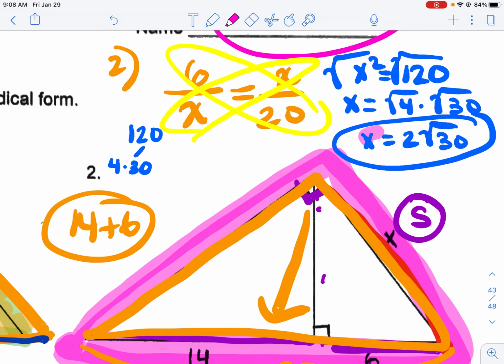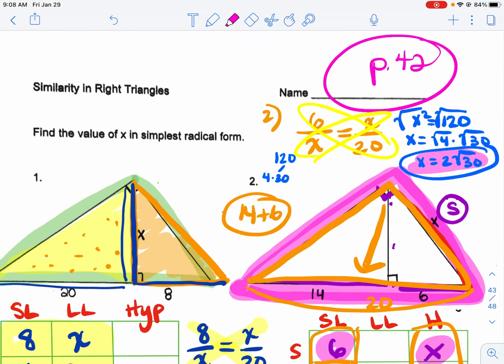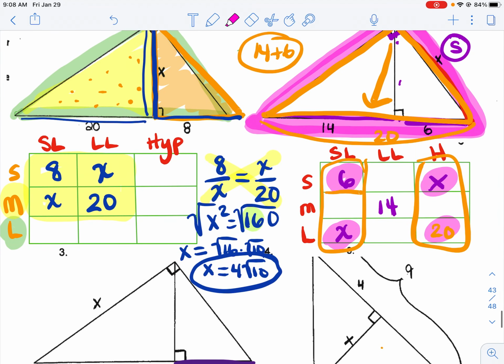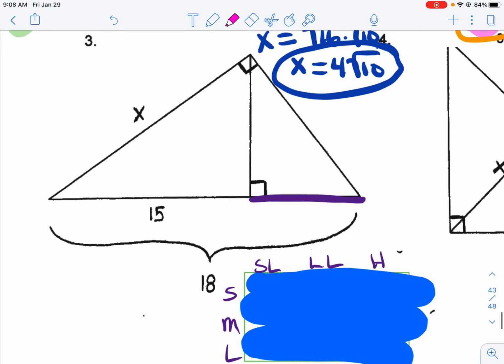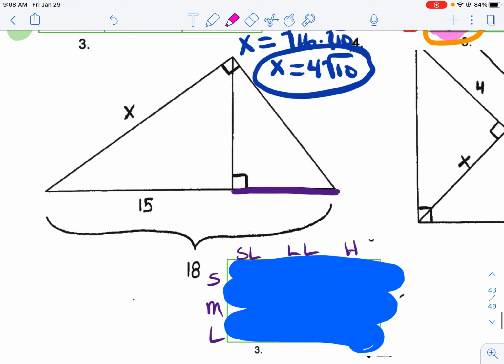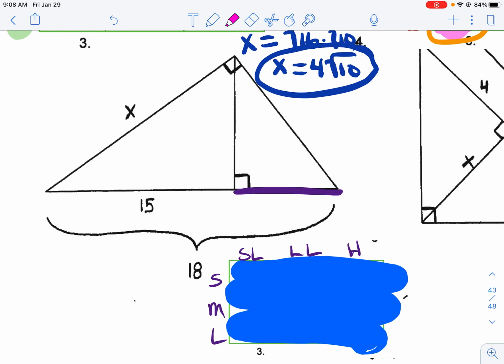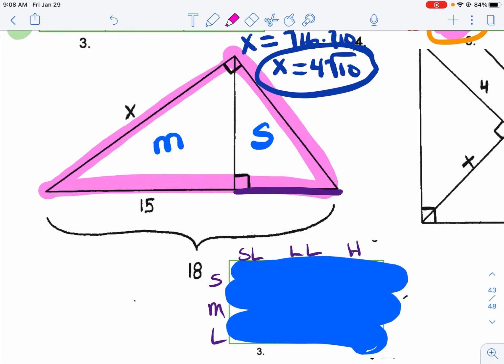Okay, my loves? All right, now, for number 3, this is the one I'm going to ask you guys to try on your own. So what I'll do is I'll pause the video. Here's number 3. I want you to set the proportion up, or, you know, our little table friend up. Here's our small triangle. Here's our medium triangle. Here's our large triangle. Okay? So try that. Fill in your chart and we'll check it.